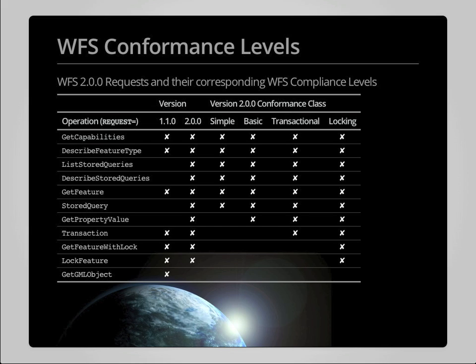As we move from the simple to basic conformance class, we add support for the get property value request. So only servers that implement the basic conformance class level, which is higher than the simple class, support the get property value request type. Similarly, only with the implementation of a transactional conformance class do we then add the transaction request as a supported request for that service.